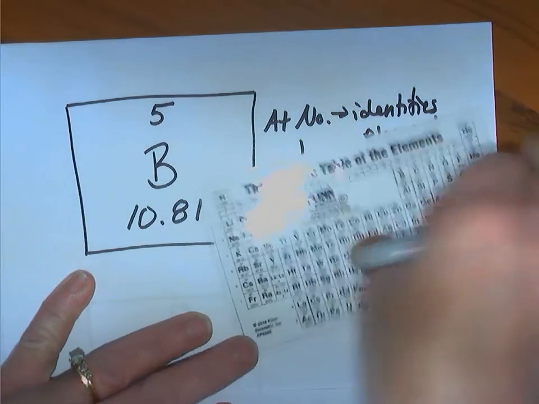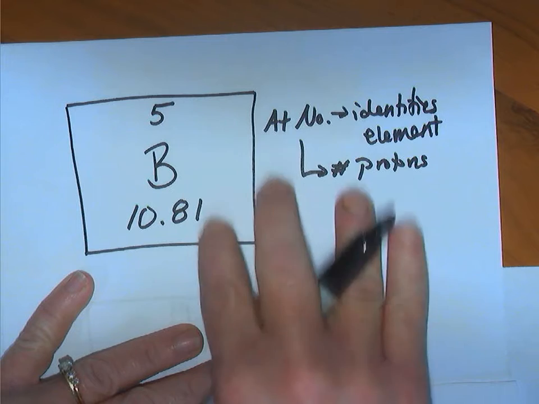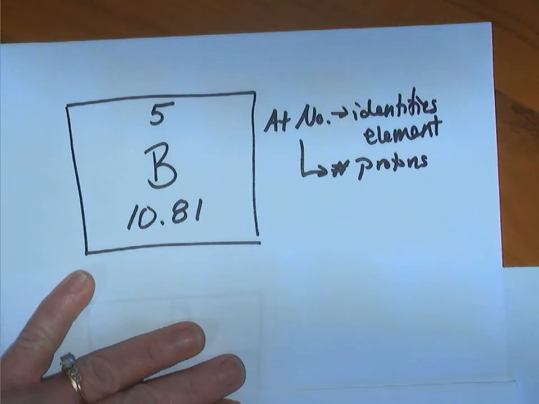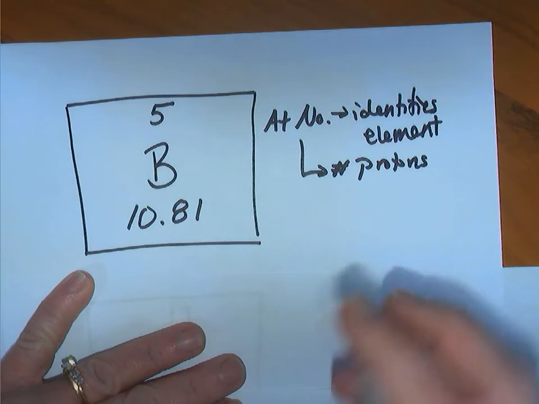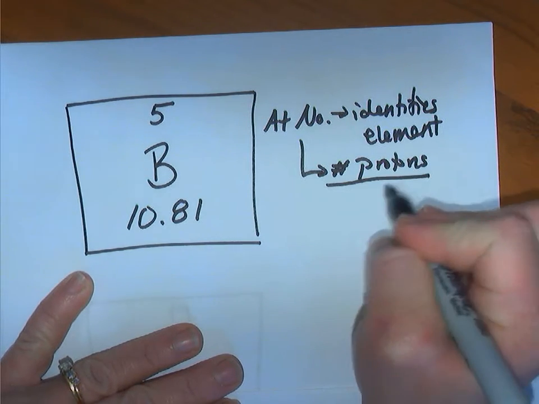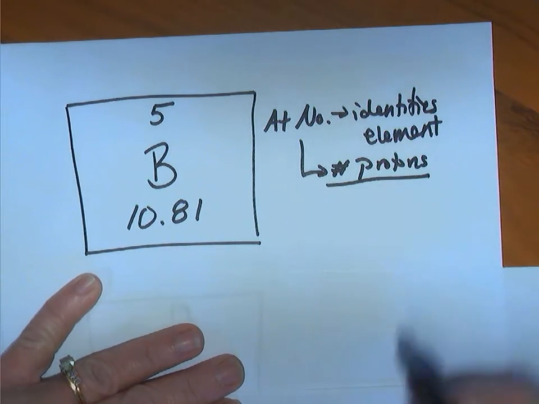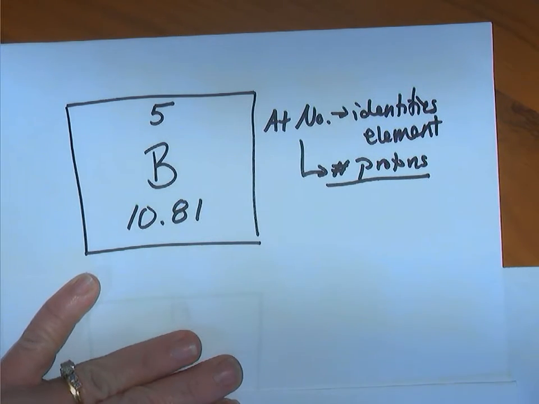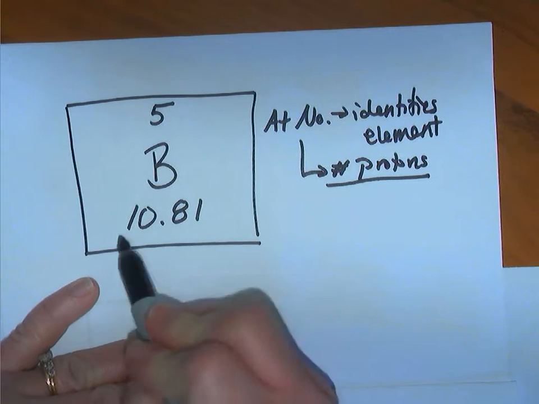So the number of electrons can differ, but that does not change your element. The number of neutrons can differ. That does not change your element. But the number of protons defines your element. So that's how we tell. We look at the atomic number. So what is this number?